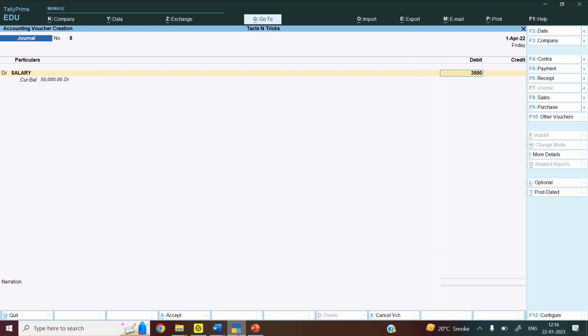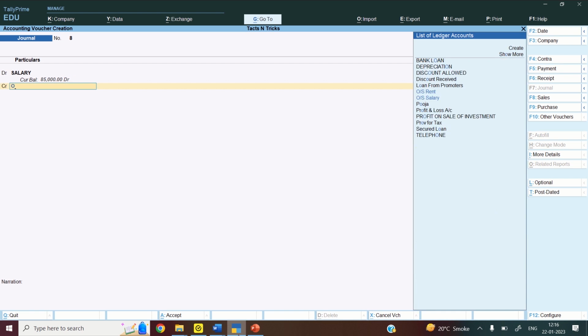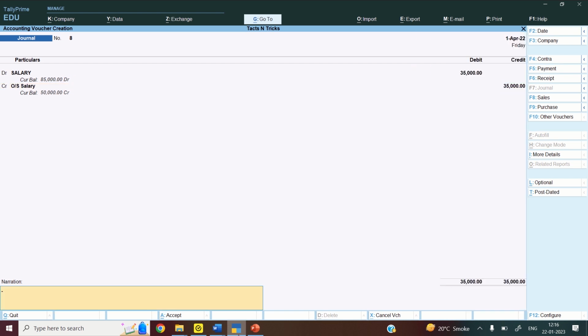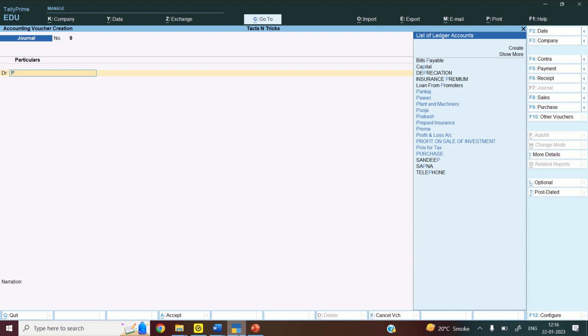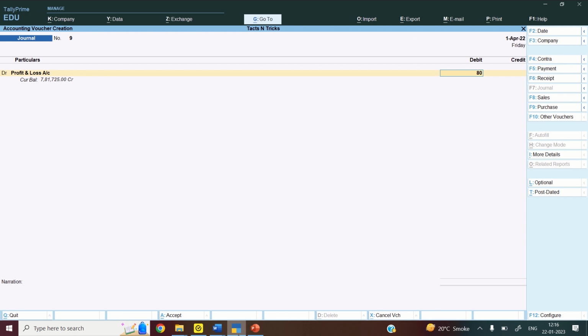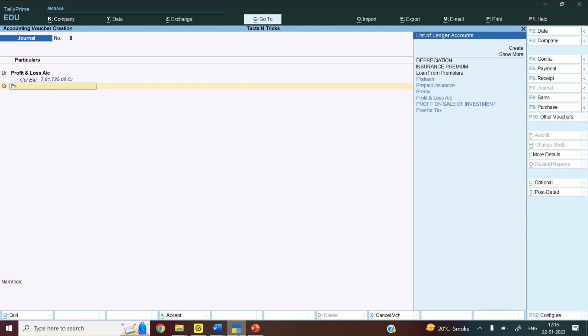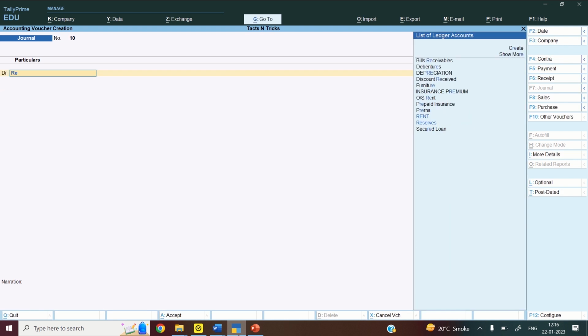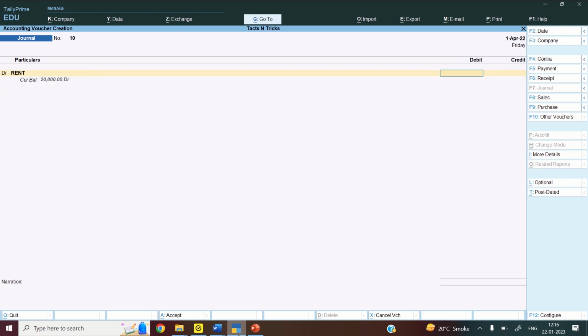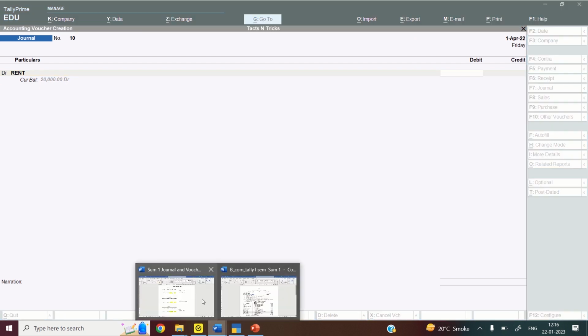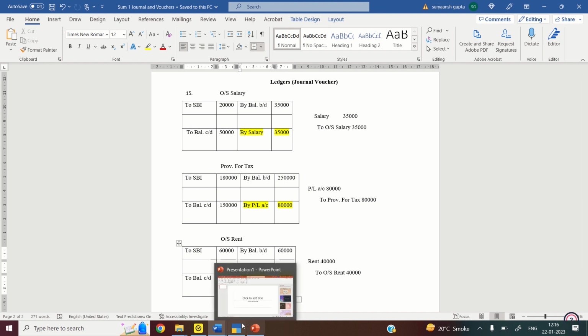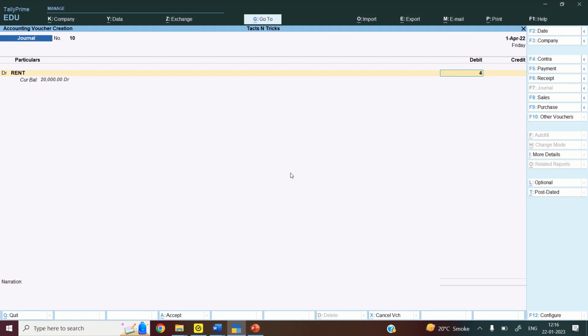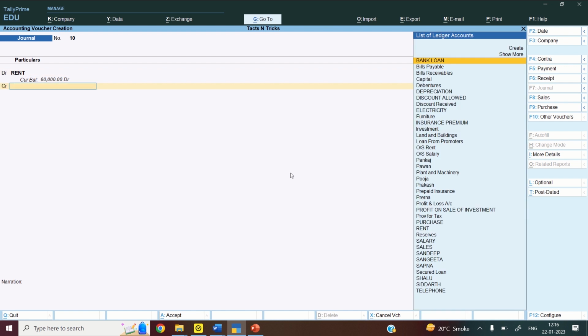So in this manner you need to prepare the journals. Salary, and the balance is 35,000, which will go to outstanding salary. Right? Second ledger, the balance is of provision for tax, so it will go to profit and loss account, debited 80,000 to provision for tax 80,000. And the last one is rent, and the rent balance is, let us check from the word file, 40,000. So the 40,000 balance will go to rent to outstanding rent, right?